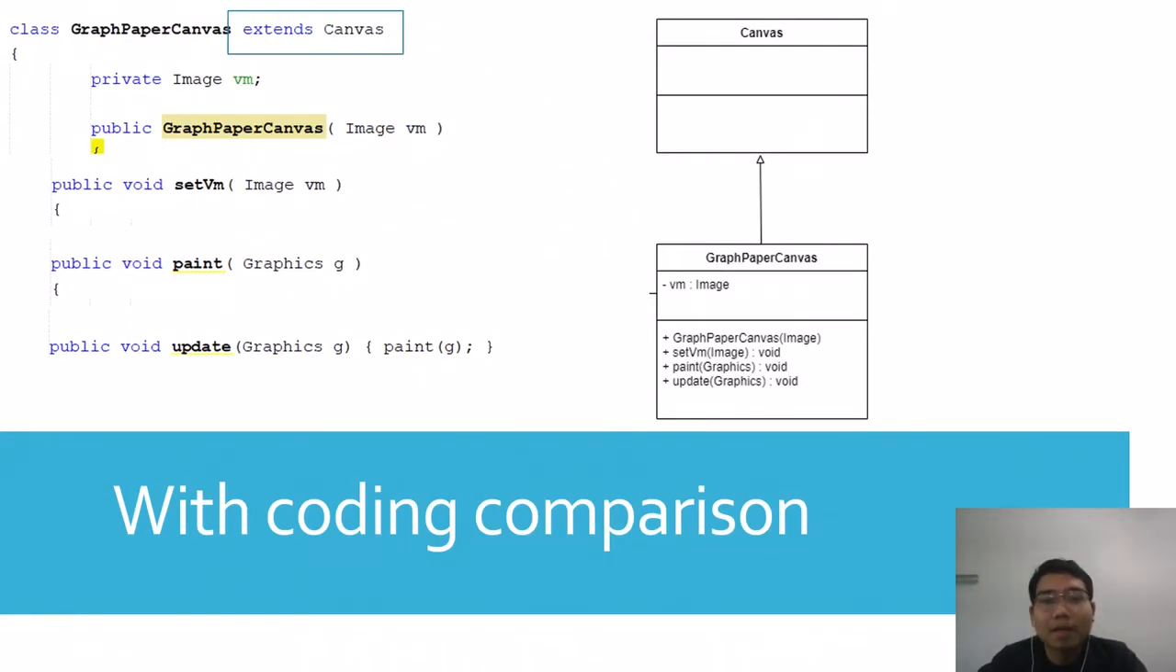So next, we'll move to the right part of the UML, which is the Canvas and the GraphPaperCanvas. As you can see, this GraphPaperCanvas is the class. So it extends Canvas. Same with the JFrame, we also extend the JFrame.